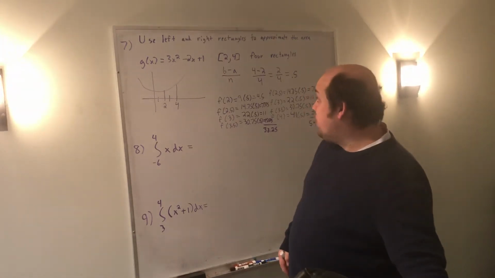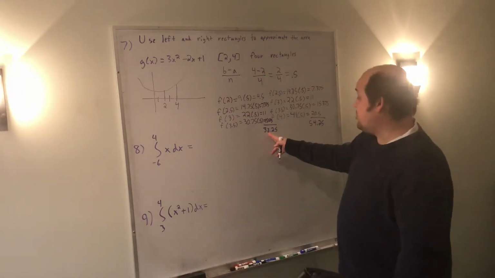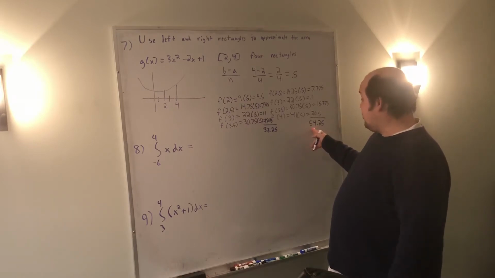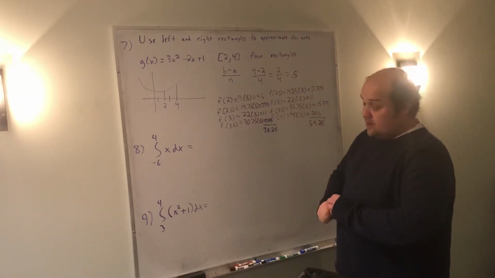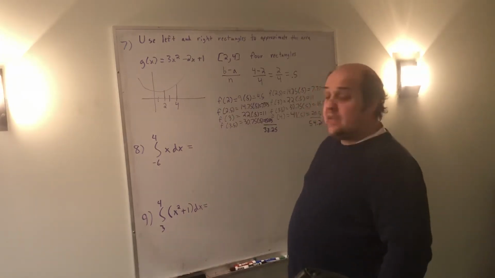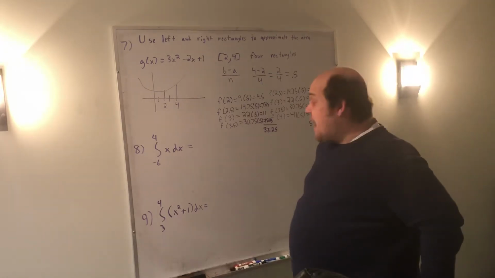So what I'm going to put in as my answer, low end approximation or left side approximation 38.25, high end or right side approximation 54.25. Questions 8 and 9 tell me to do the limit definition in order to solve the problem, but really you should just use the fundamental theorem of calculus.